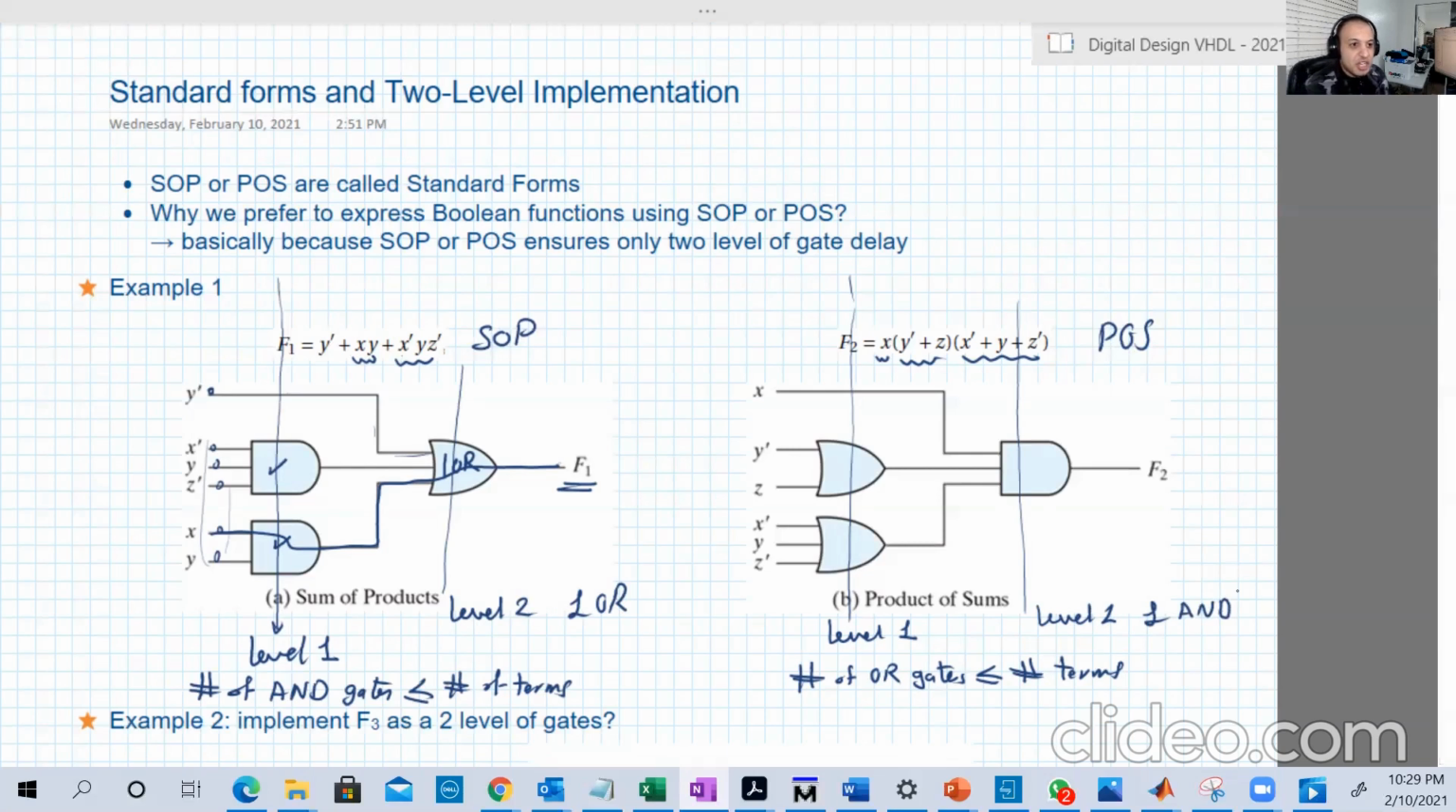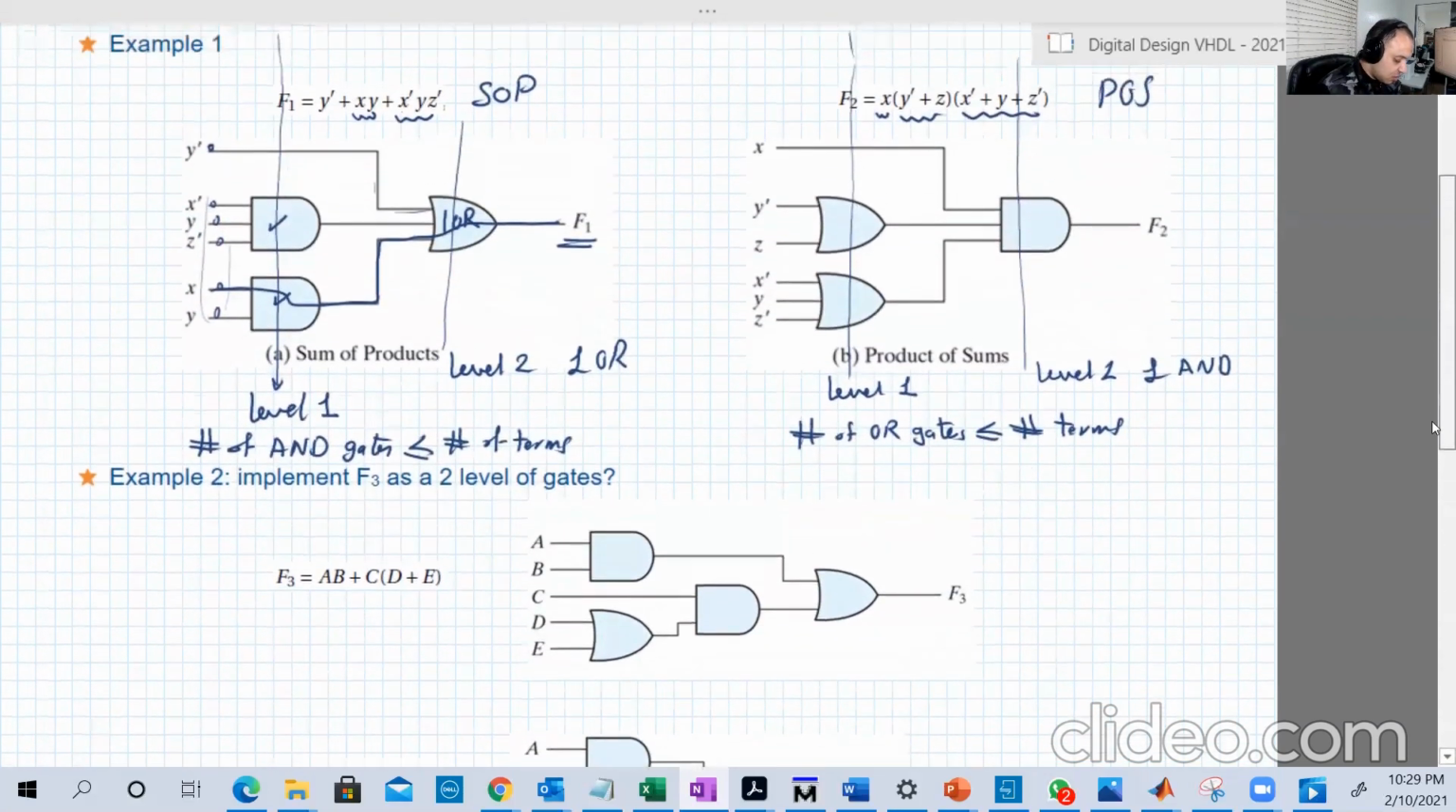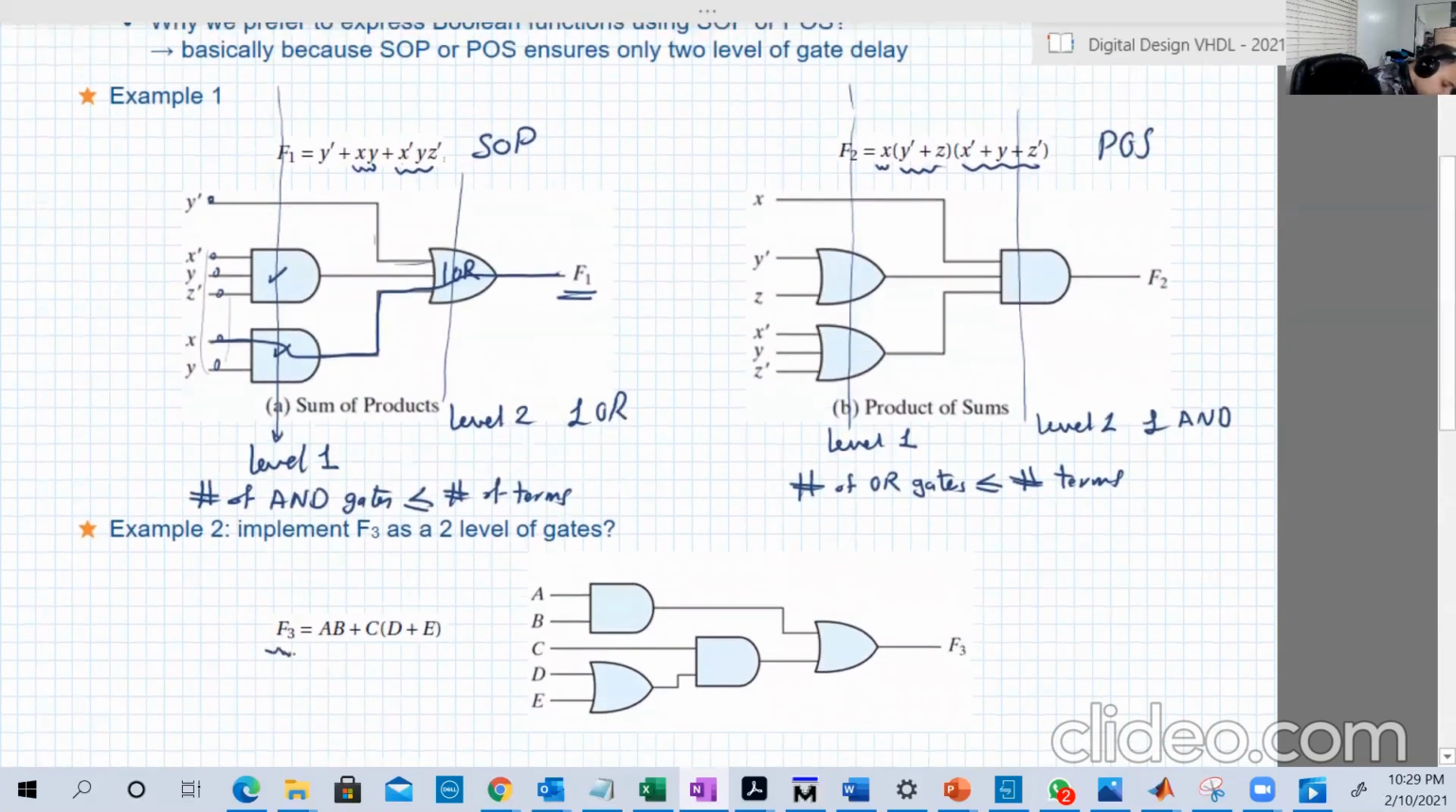Let's put that into action. Let's compare it with, if you have just a function, F3, equal to such expression, AB plus C ANDed with D or E. If we blindly implement it, it will be like this. We have here 4 gates: 1, 2, 3, 4.